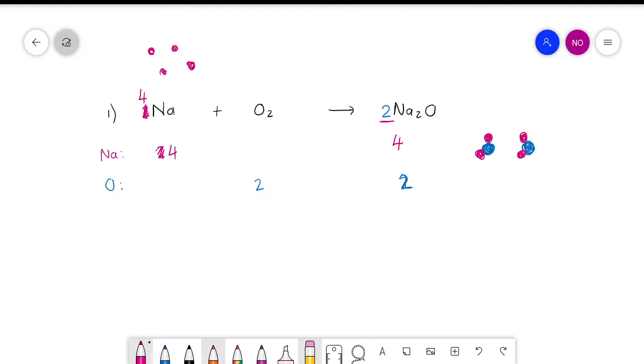How many oxygens before? 2, because we have 1 molecule, but that molecule is diatomic, so it consists of 2 oxygens. And how many oxygens do I have after? Oxygen is the blue one. 2. So do you guys see I have 4 pink dots before, 4 pink dots after, 2 blue dots before, 2 blue dots after, so that one is balanced. Good. So your answer looks like this.